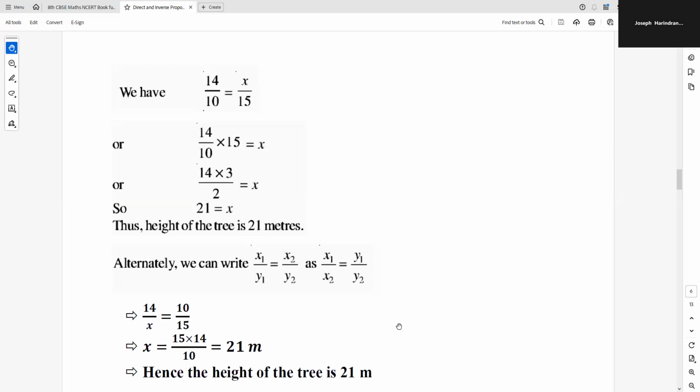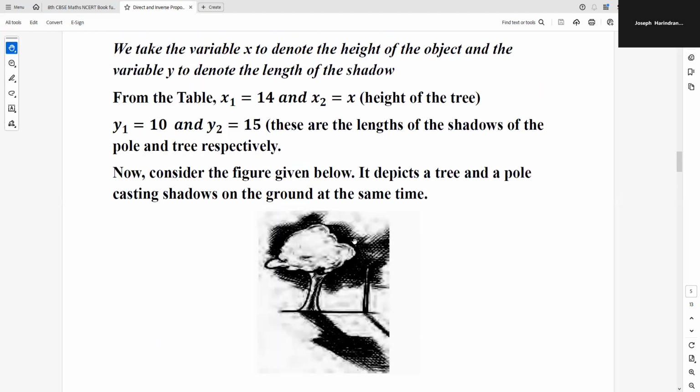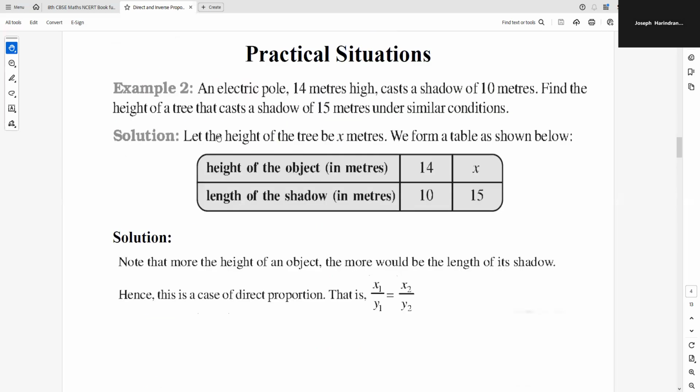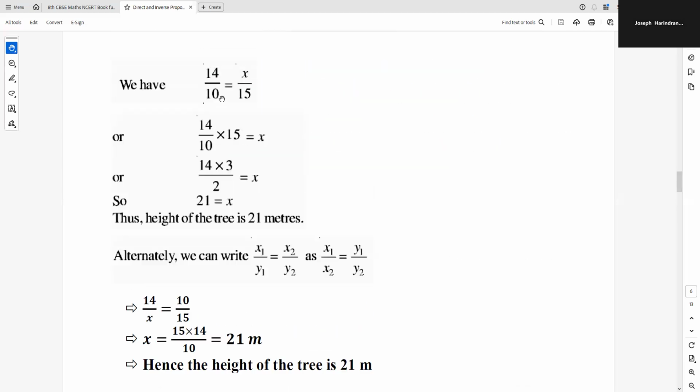14 by 10, the ratio of the heights, is equal to the ratio of the shadows. The height of the tree is not given, the height of the pole is there. So we write it this way. See, the ratio x1 by y1: the height of the pole is 14 meters and the corresponding shadow will be 10 meters. It is given in the question. You just refer to the question. 14 meters is the height of the pole, which is casting a shadow of 10 meters here.